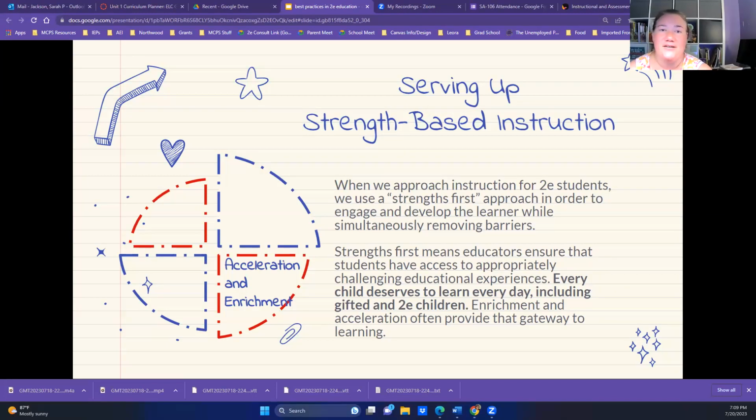So when we think about acceleration, the question really becomes: what do they already know? Where can we help them go a little bit faster? And when we can do things like limit repetition, our students who don't need those significant repeats have the opportunity to move to something else, to go into something more deeply, or have more time to be creative thinkers and work on those areas of strength.